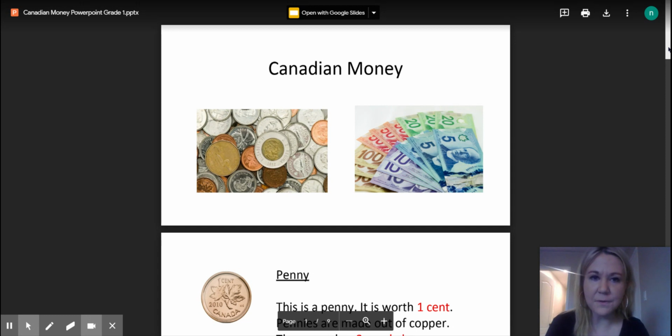Canadian money. On the first slide there, you can see a whole bunch of different coins, and you can also see the bills. The interesting thing about the bills is they used to be made out of paper, but paper is not that strong, so now they make bills out of plastic.